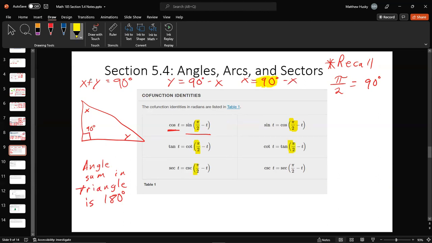And one other thing I will point out to you, where the name cosine comes from: the function cosine is itself an abbreviation for, it literally means, the complement of sine.